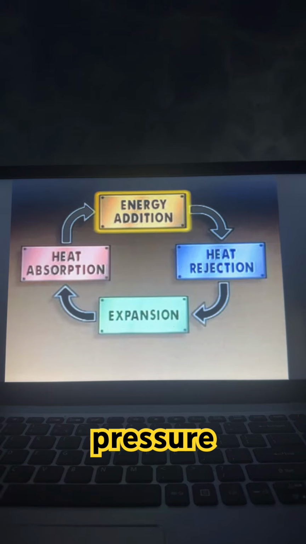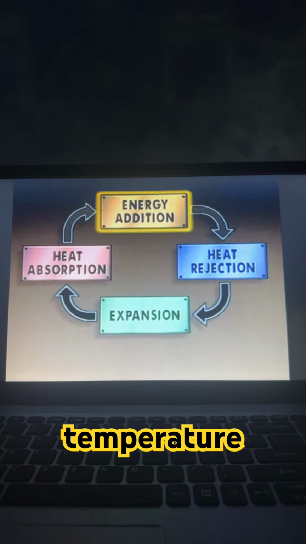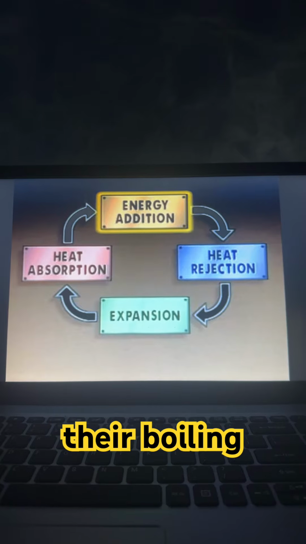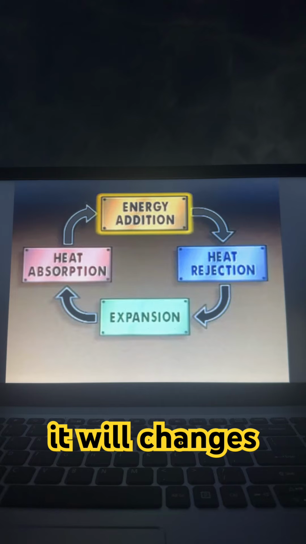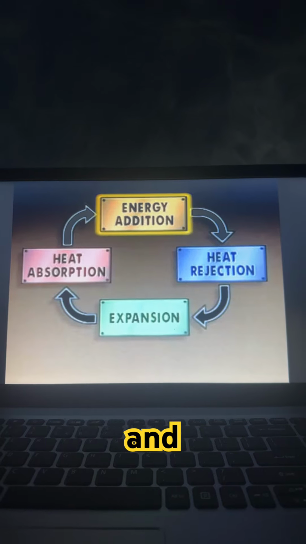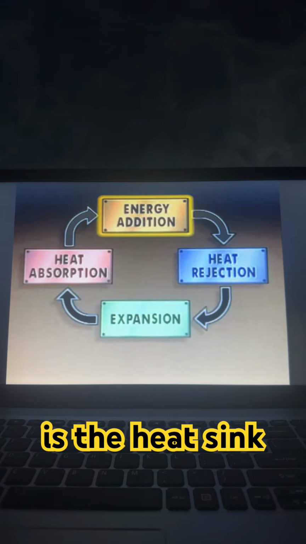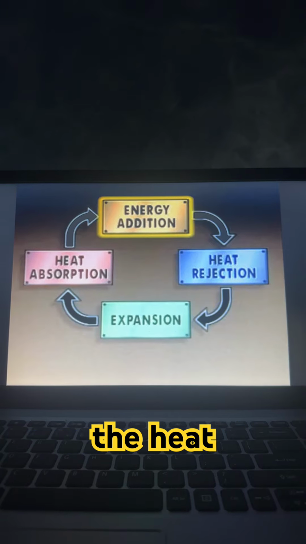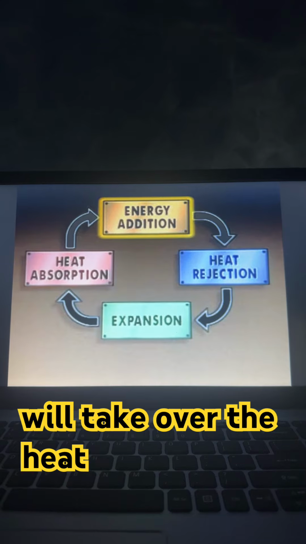Increasing the pressure changes the saturation temperature. It means it changes the boiling point and the condensation process. At a high pressure it will have a high temperature boiling and condensation. Then it comes to the heat rejection, the heat sink, where it rejects the heat. It means the refrigerant rejects the heat and the coolant takes over the heat.